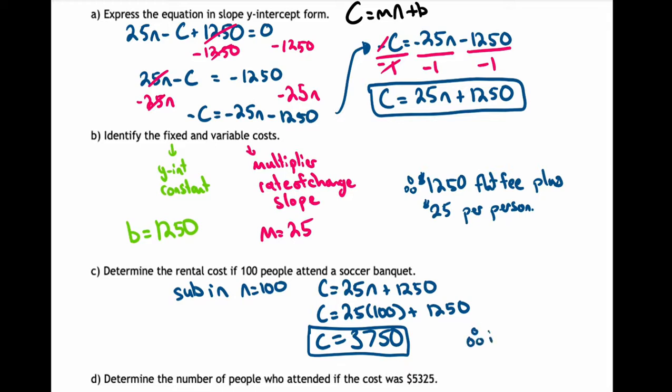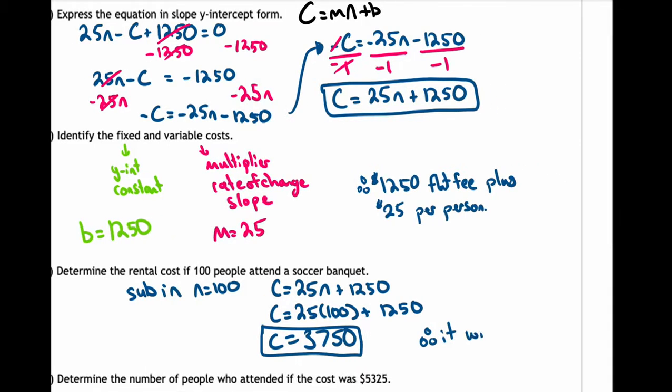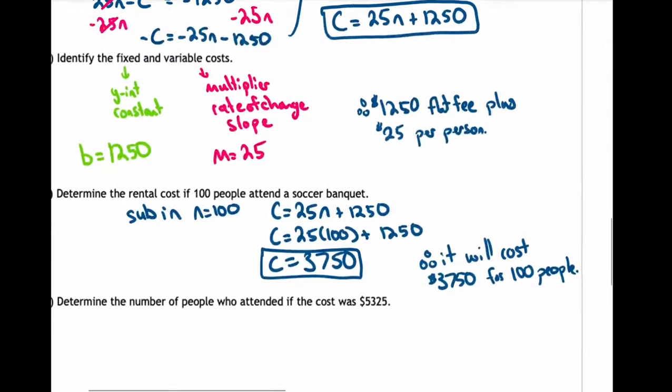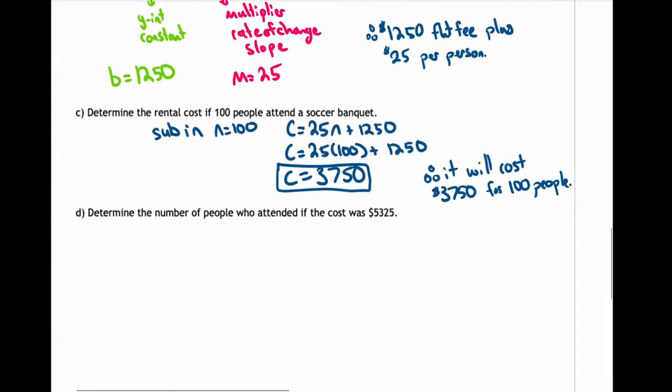So therefore, it will cost $3,750 for 100 people. D asks us to determine the number of people who can attend if the cost is $5,325. What we're doing here is similar to the last one, except instead of subbing in for n, we're going to sub in a cost of $5,325.